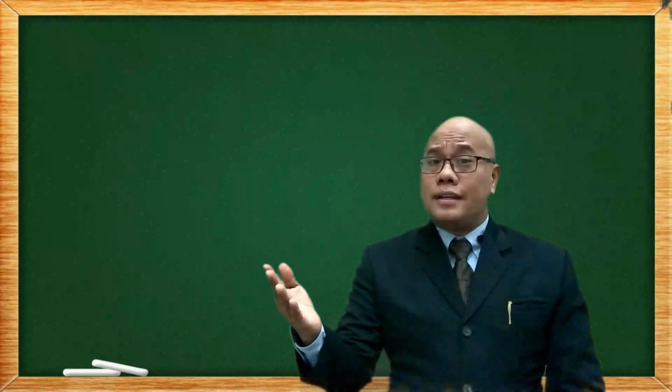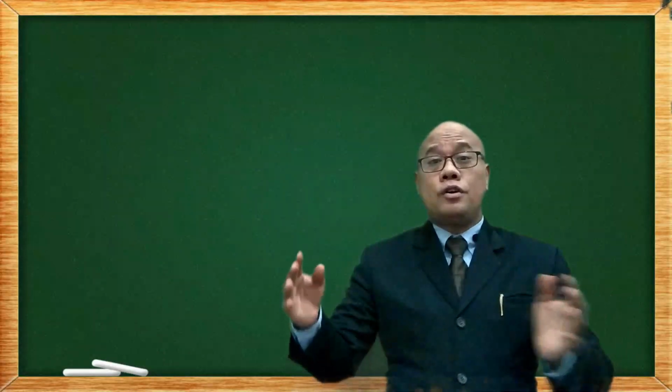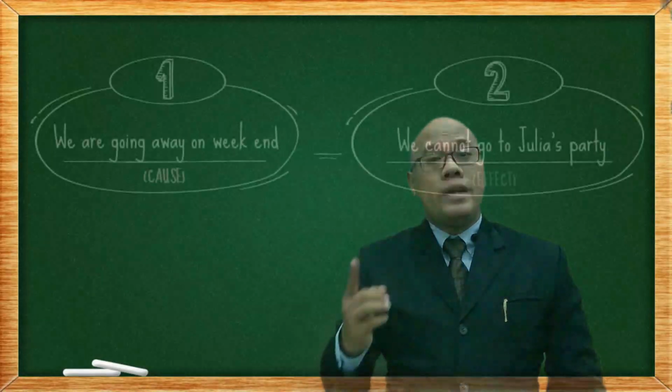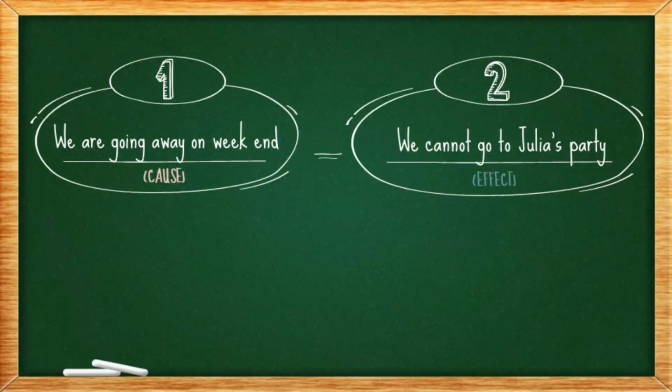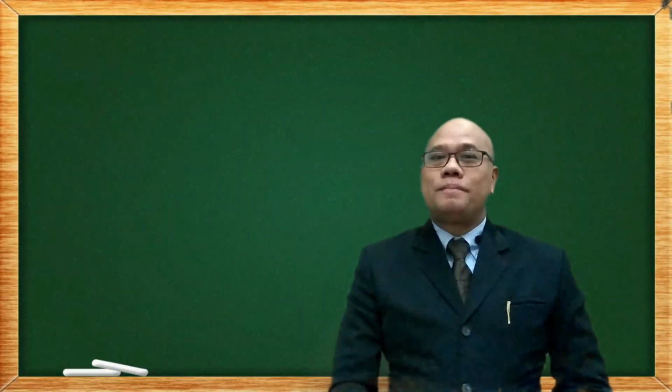Now let's see how they are used in sentences. Like I said, we use because and because of to show a cause and effect relationship. Sentence number 1. We are going away on weekend. That's the cause. Sentence number 2. We cannot go to Julia's party. That's the effect. So we combine the two sentences into one sentence, and it says we cannot go to Julia's party because we are away on weekend. So we use because and then followed by a clause. We are going away on weekend. Now let's check the next example.